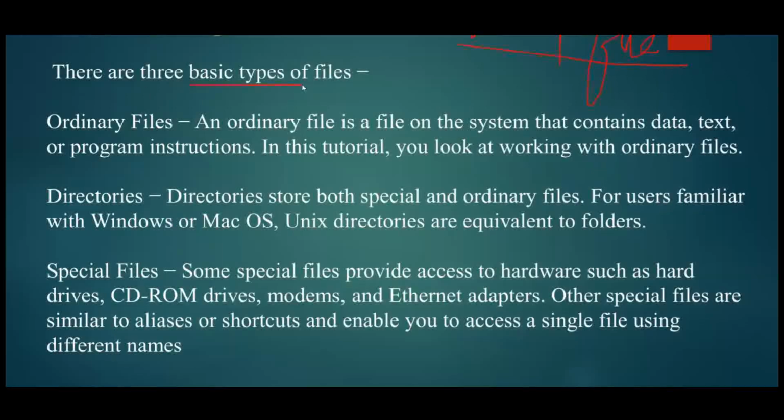There are three basic types of files. Normally, ordinary files. Another one is directories. Another one is special files. Am I right?